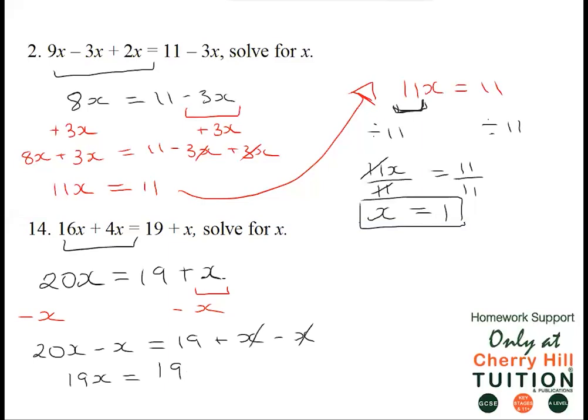Now the last step is to eliminate this 19 in order to get the x on its own. And currently, we are multiplying this 19 by the x. So the opposite of multiply by 19 is divide by 19. So we divide both sides by 19.